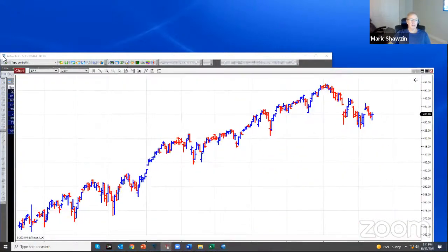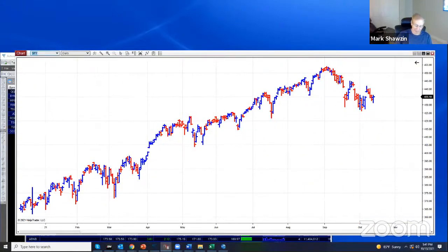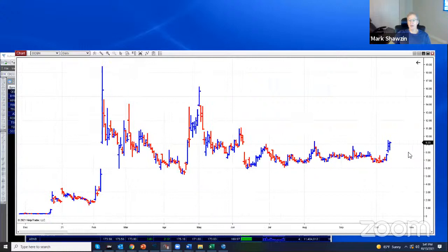I bought that stock, OCGN, just because it had this inside bar, and this inside bar is typically a coiling of energy, and then the energy usually unleashes. And so I'm just looking for momentum. It's a crazy trade, this.